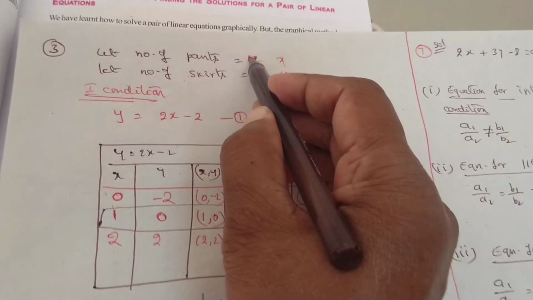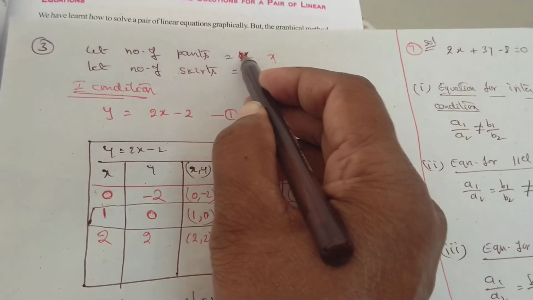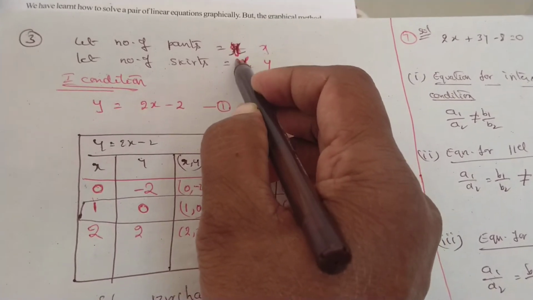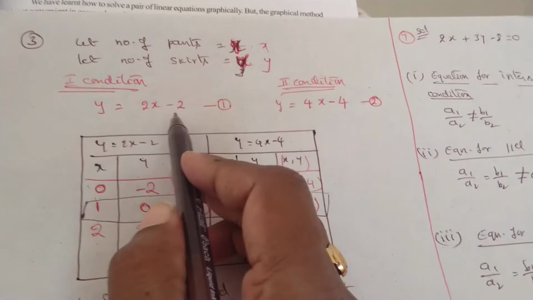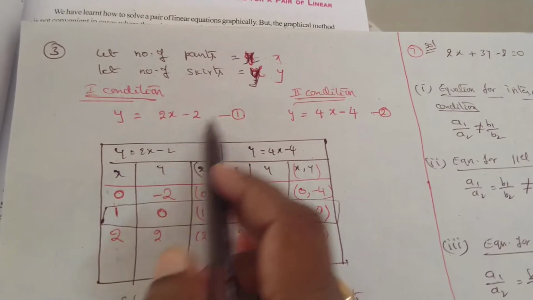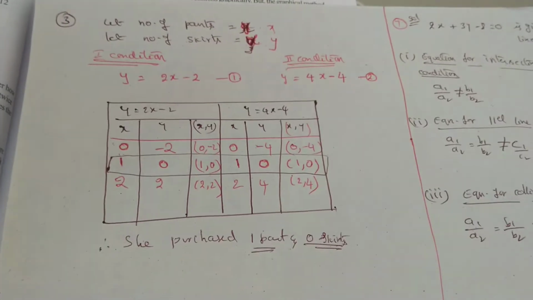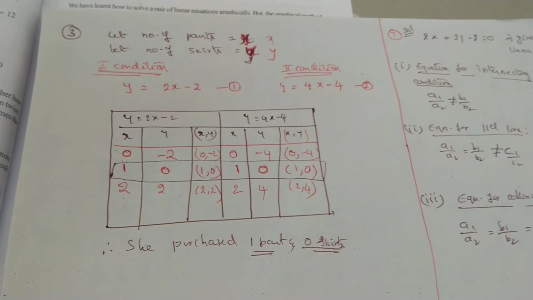So this is x here, and this is y. Suppose if you take it as y and x, then the equation will change. Right? Whichever variables you are taking, based on those variables only, you apply the condition. Take a screenshot of this. So let me move on to the next problem.